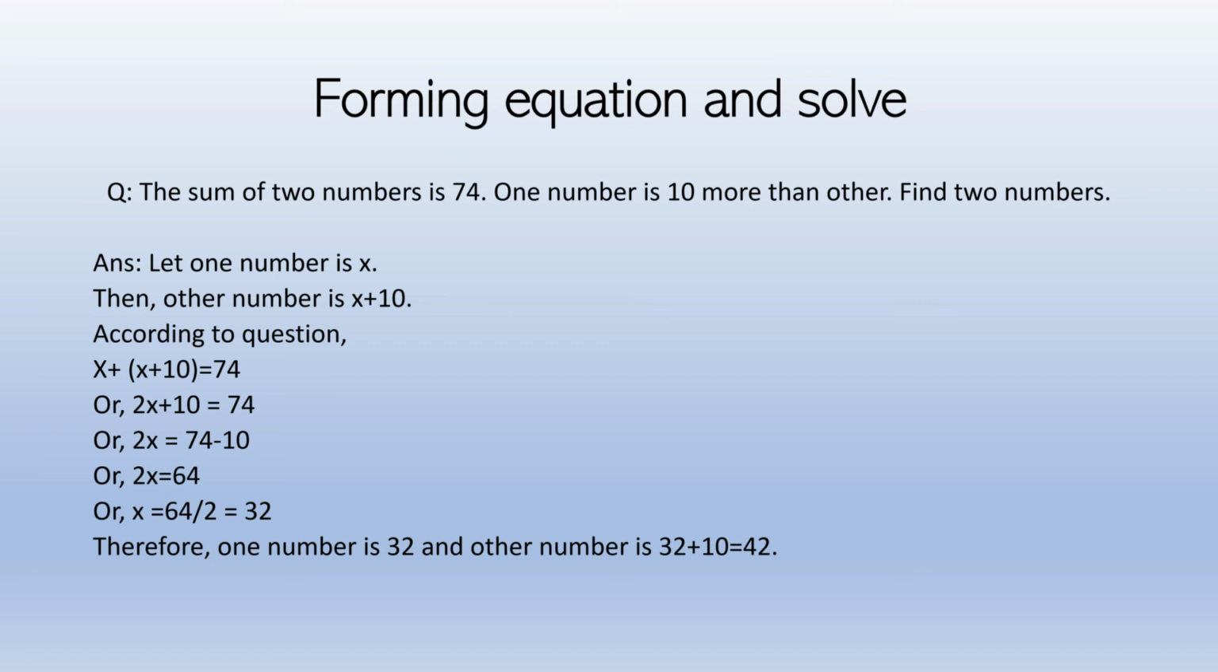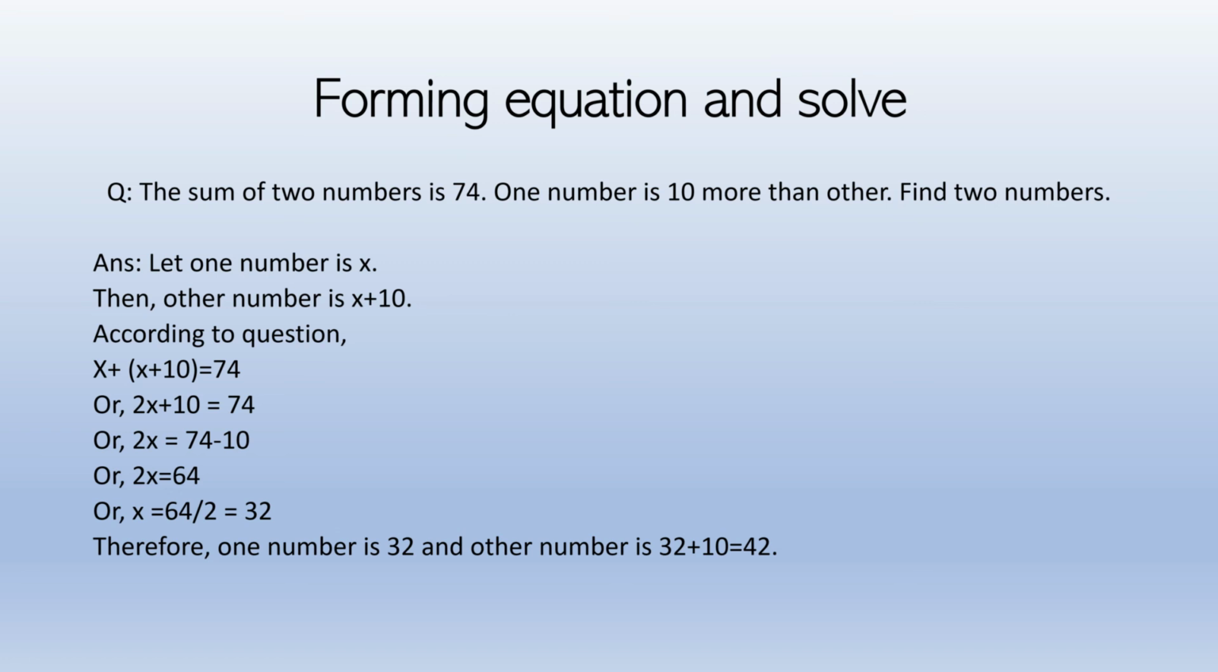After solving all four methods, let us check how to form equations from different types of word problems. Let us take an example: the sum of two numbers is 74. One number is 10 more than the other. Find the two numbers. Here the sum of two numbers is given as 74, and one more condition is given in the question, that one number is 10 more than the other number. So let us start the problem.